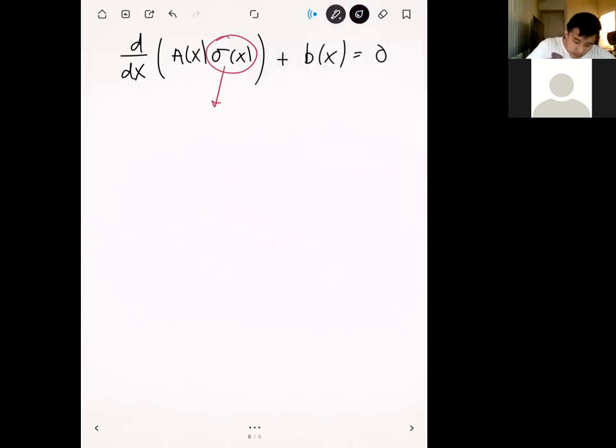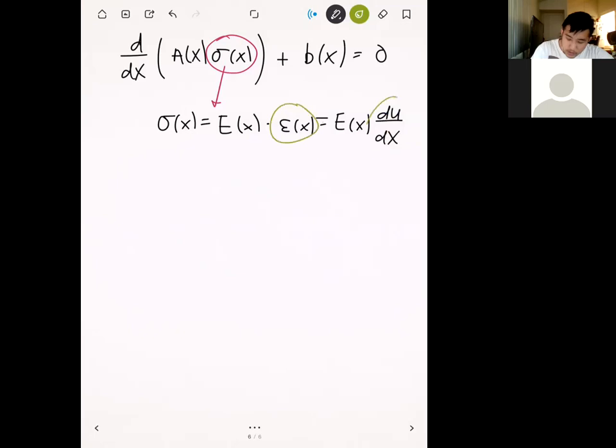If we invoke linear elastostatics here, we can say that the stress in an object is equal to the product of the Young's modulus multiplied by the strain. In particular, the strain we can write in terms of the displacement. All I did to go from this term to this one was substitute epsilon of x with du/dx, where u is our displacement.